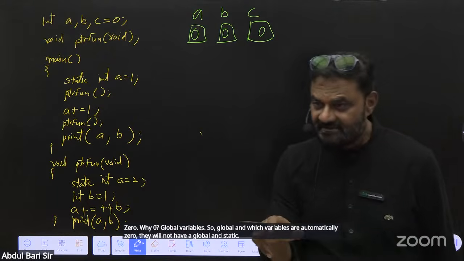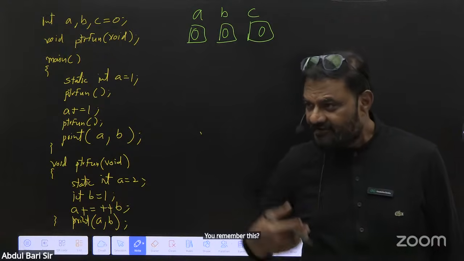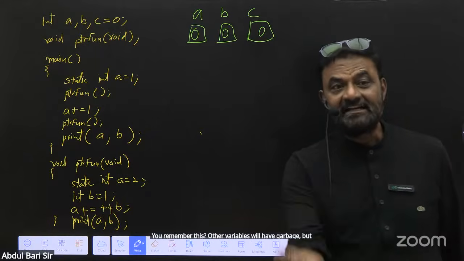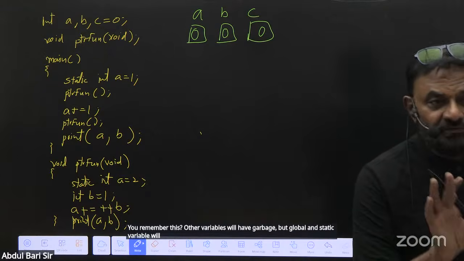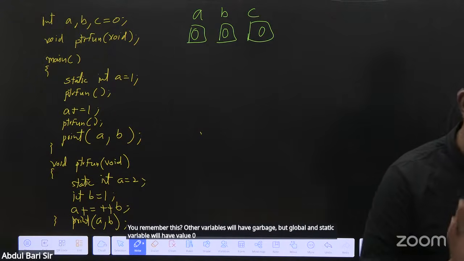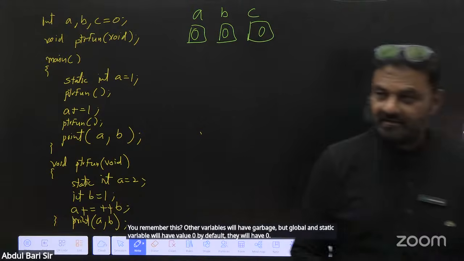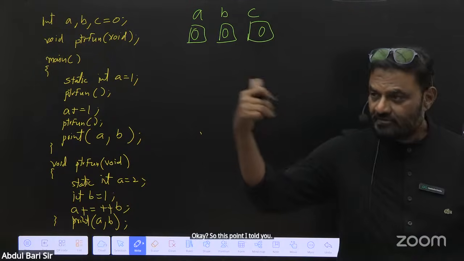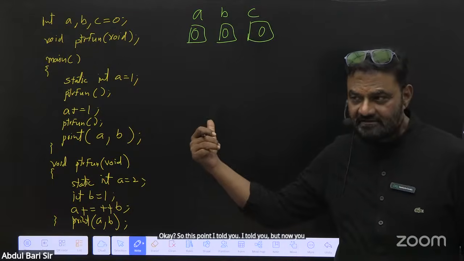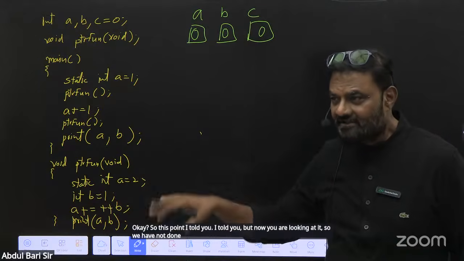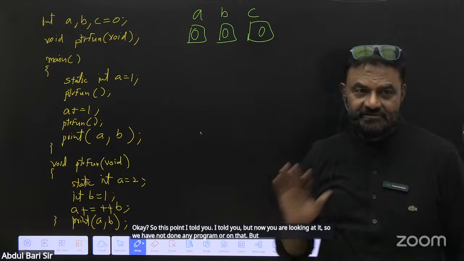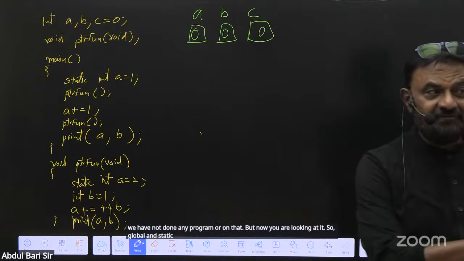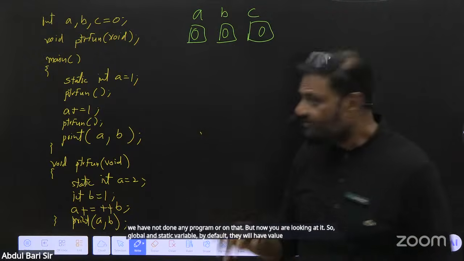You remember this? Other variables will have garbage, but global and static variables will have a value 0 by default. I told you this point earlier, but now you are looking at it. So global and static variables by default have value 0. So they are all 0.